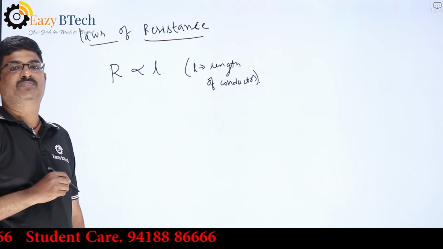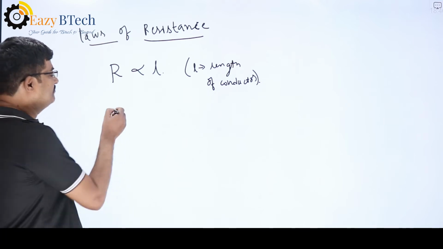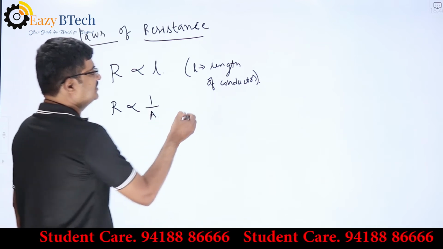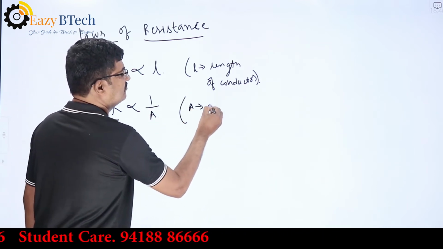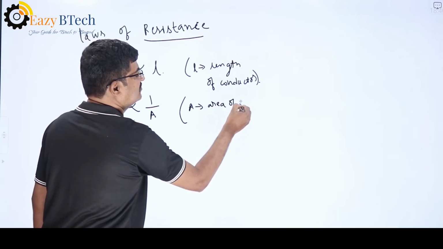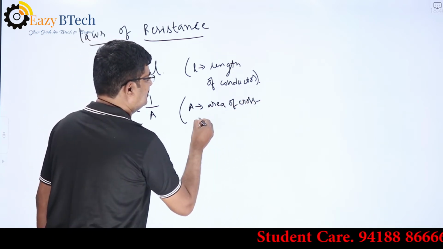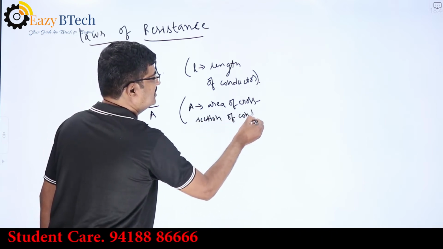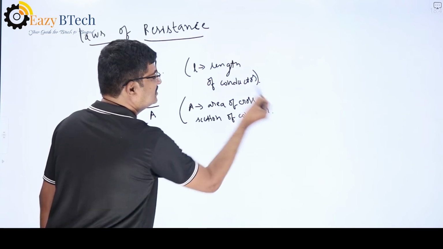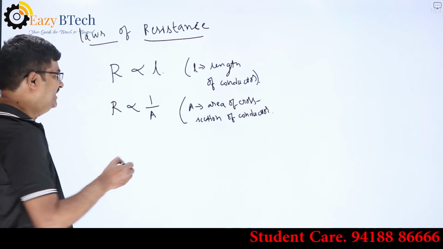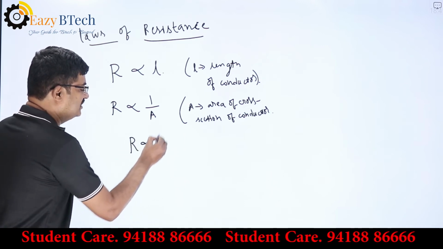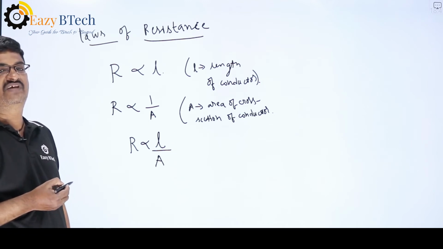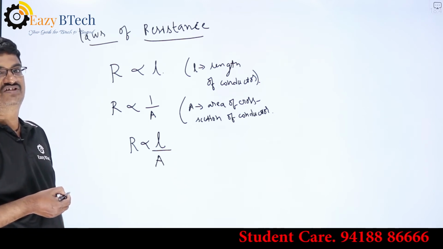My resistance is directly proportional to the length of the conductor. Resistance is inversely proportional to the area of cross section, where A is the area of cross section of the conductor. Combining both equations, R is directly proportional to L by A, where R is the resistance, L is the length of the conductor, and A is the area of cross section of the conductor.